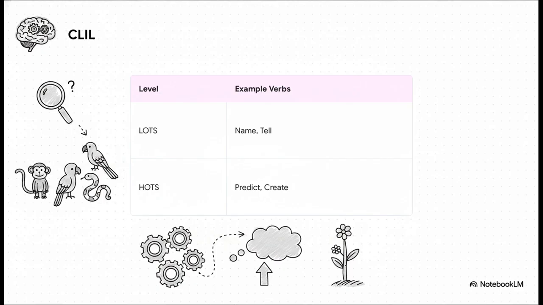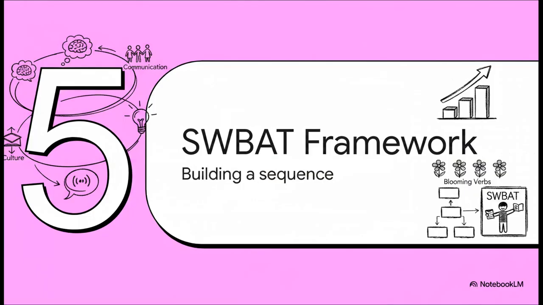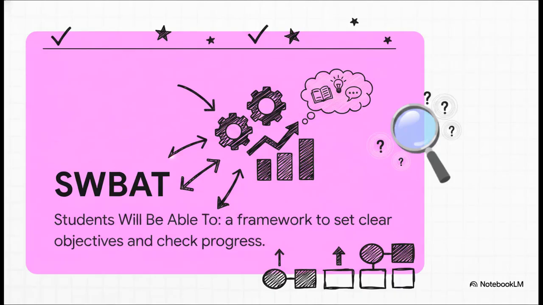So, for example, if you grab verbs from the lower order column, you might ask something like, hey, can you name 3 different types of jungle animals? Or, can you describe what it's like in the rainforest? Using these specific verbs helps you check exactly how much they remember before you push them up the ladder toward that higher order thinking. Which brings us to Section 5, applying the SWBAT framework to build a logical sequence.